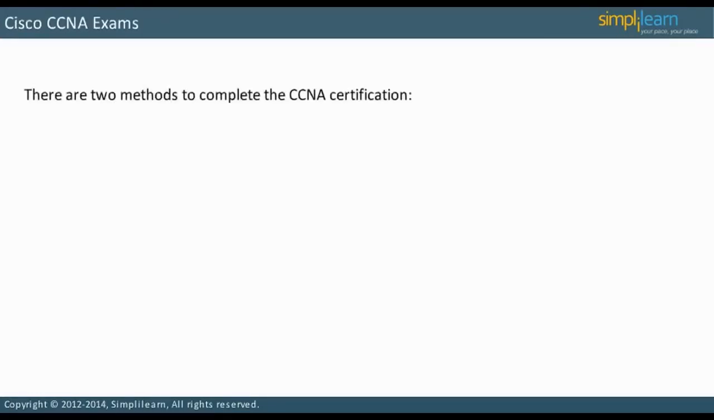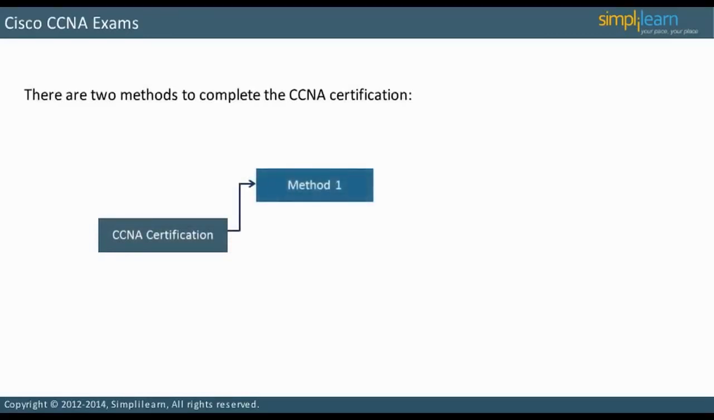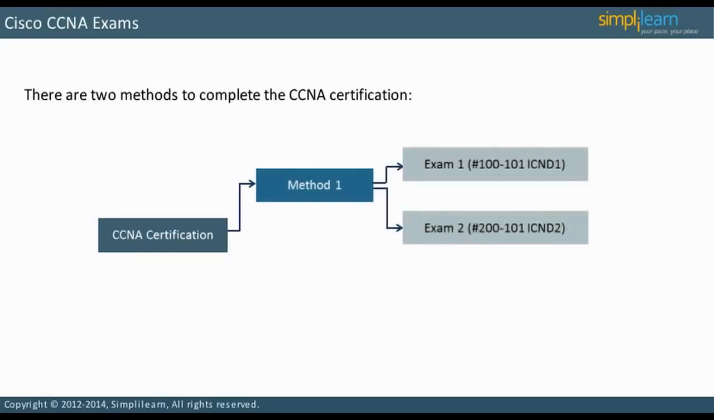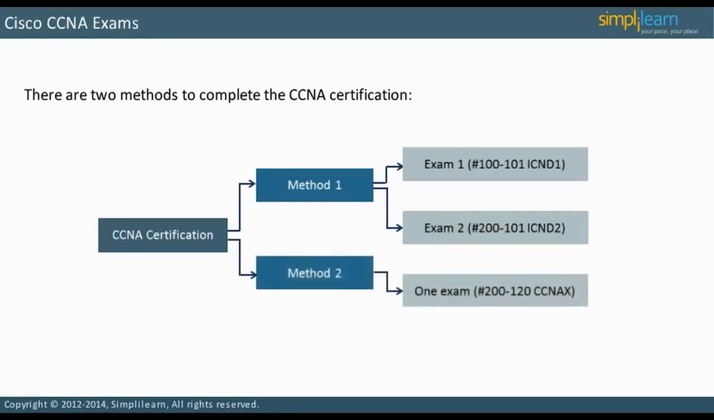There are two methods to achieve CCNA certification. The first method is to pass two exams, 100-101 ICND-1 and 200-101 ICND-2. The second method is to pass one exam, 200-120 CCNA-X, which includes more material than ICND-1 and ICND-2 combined. We will focus on the exam pattern of CCNA in the next slide.